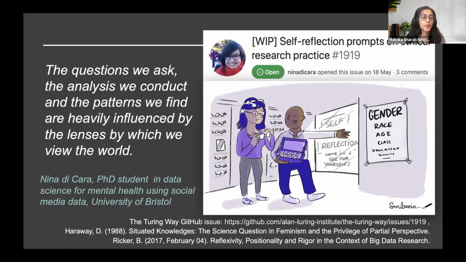Finally, there's a chapter being developed by Nina Dikara with her discussions with other researchers and contributors that aim to encourage people to build a habit of self-reflection on ethical research practices. She quotes Donna Haraway's paper describing how a view from nowhere would be ideal to interpret data studies. But realistically, our lived experiences, including our culture, education, upbringing, as well as experiences of oppression and success, influence the way we do research.